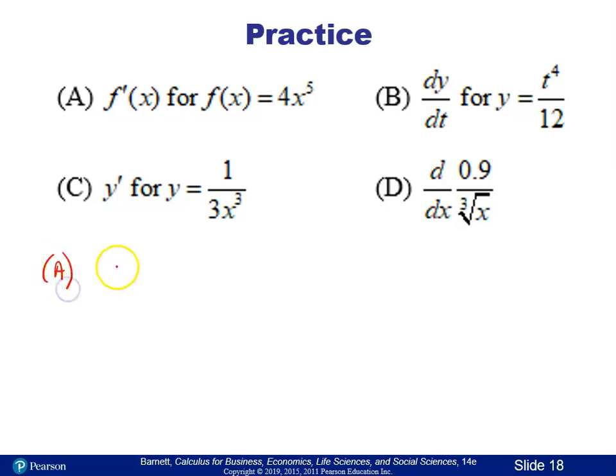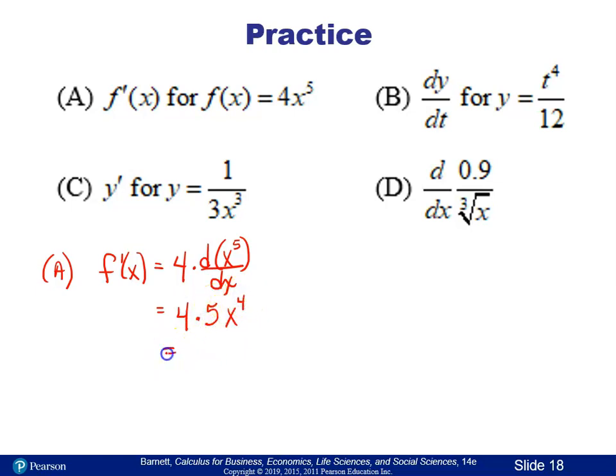Okay, for part A, if we're going to find the derivative of that, 4 is our constant, so it's going to be 4 times the derivative of x to the 5th. Okay, so 4 times, that's going to be 5x to the 4th. So my final answer is 20x to the 4th.